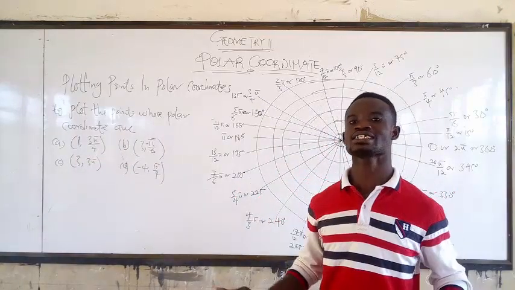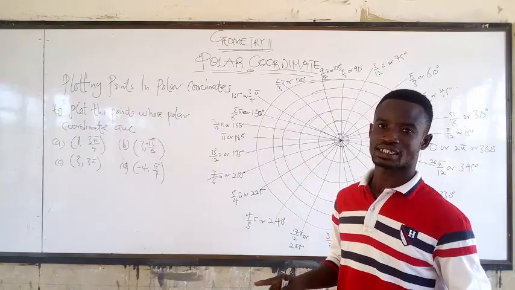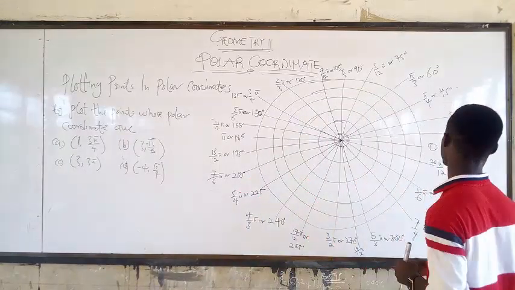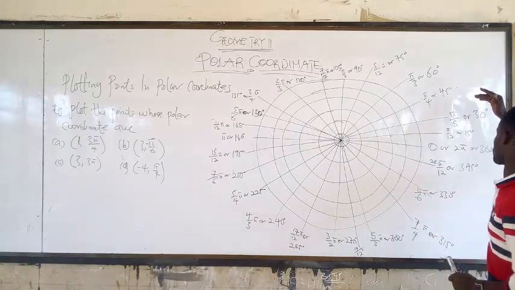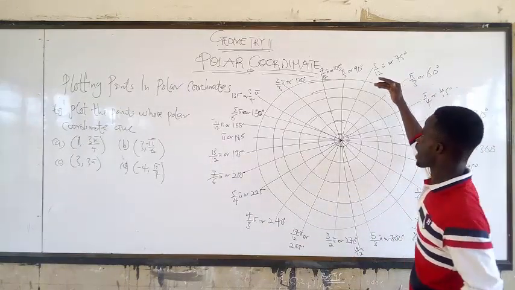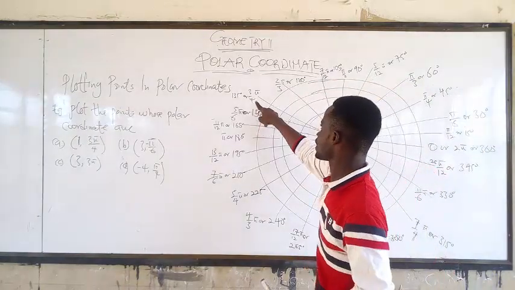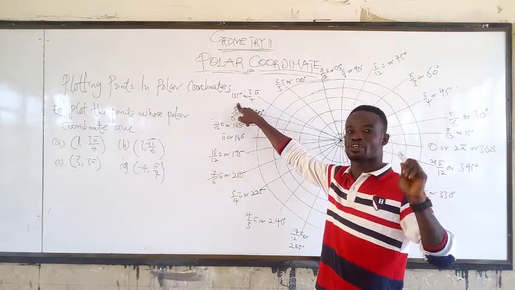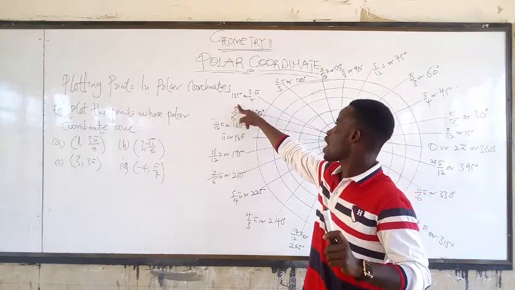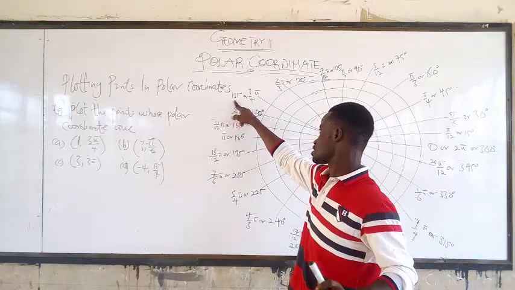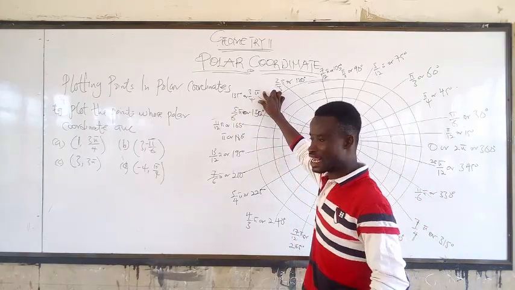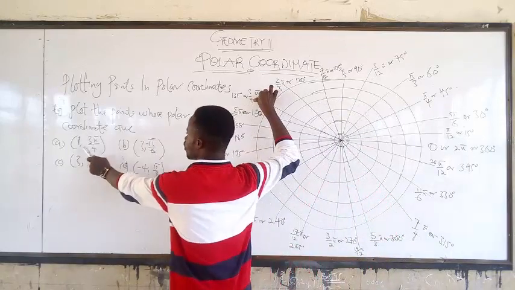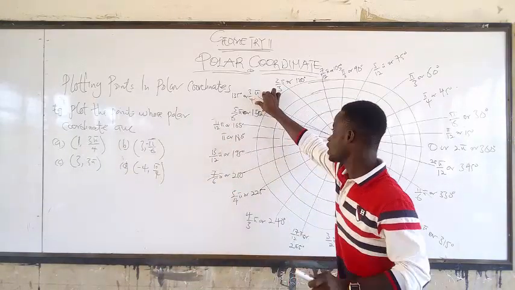So this is how we are going to do it. First, trace the 3 pi over 4. So where can we get 3 pi over 4? This is 3 pi over 4, which is the same as 135 degrees. So we know that we are here. Then you check your r. Your r is what? 1.